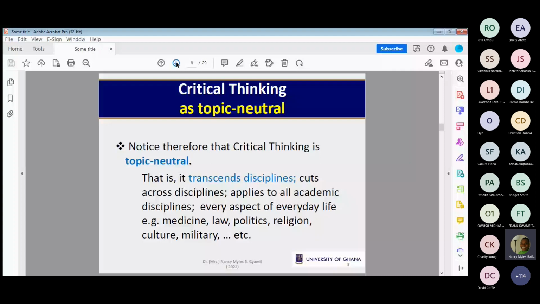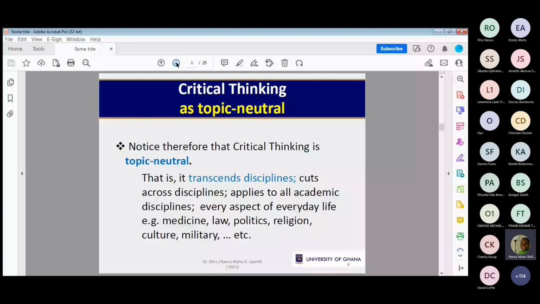Okay. It's topic neutral. It means that it is not a discipline that is restricted to a specific course. No. The skill called critical thinking, or what critical thinking does, transcends specific disciplines. It can move from medicine to law to politics to religion, culture, military, marriage, family life. This is because it's a reflection on how human beings are engaged in matters. Okay, so it is neutral to the topic.